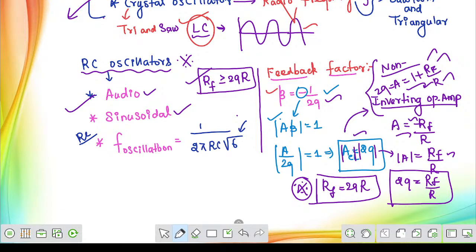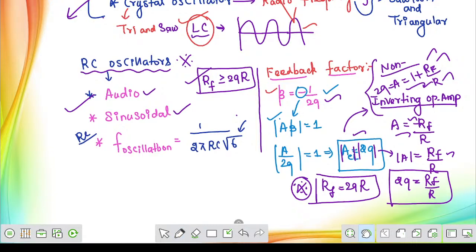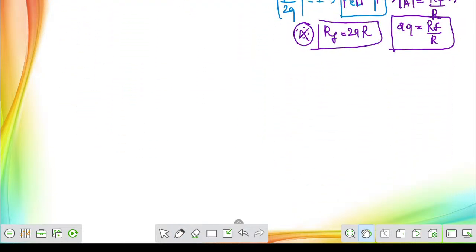There is one more type of oscillator in this category. That is the Wien bridge oscillator. Just to recollect, there is one more oscillator in this same type. The first one is the RC phase shift oscillator, and the second one is the Wien bridge oscillator. That will also come under the same category of phase shift oscillators. Another type is this, the RC phase shift oscillator.